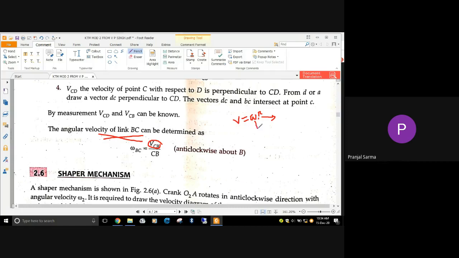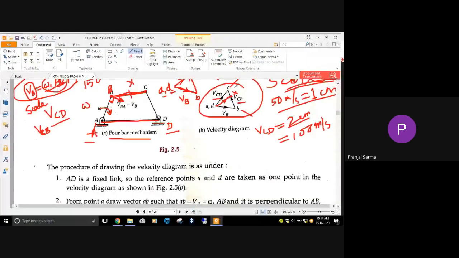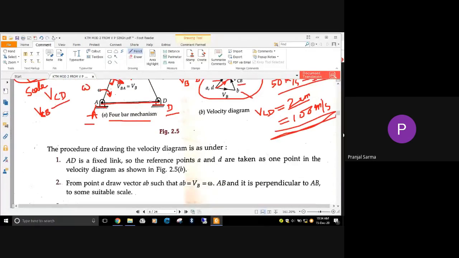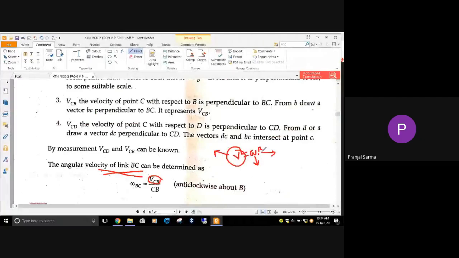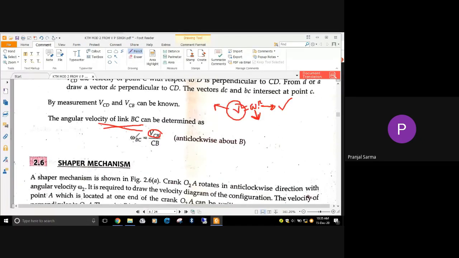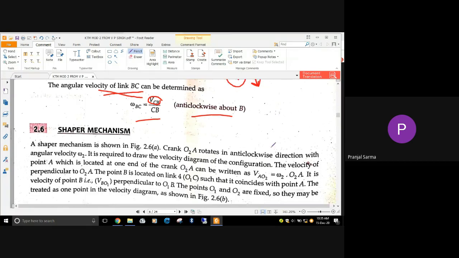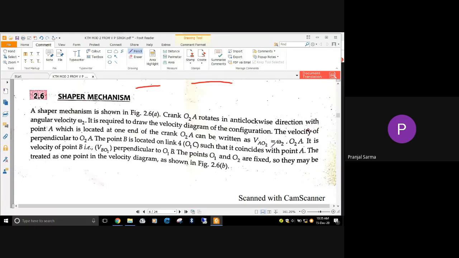Now if you want omega, the V value for that particular link can be obtained from this diagram by measurement and conversion using the scale. V is known, and R is nothing but the link length, which can be directly obtained. So omega can be obtained as required. The angular velocity of link BC can be determined as omega BC equal to PCB by CB, anti-clockwise. Understood? So that is how we have drawn this velocity diagram, and it can be used to find the velocities of different points.